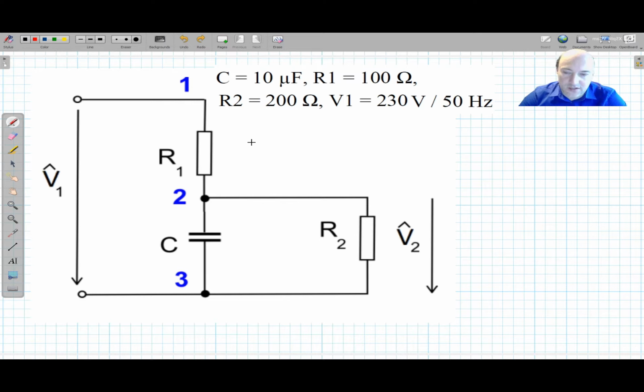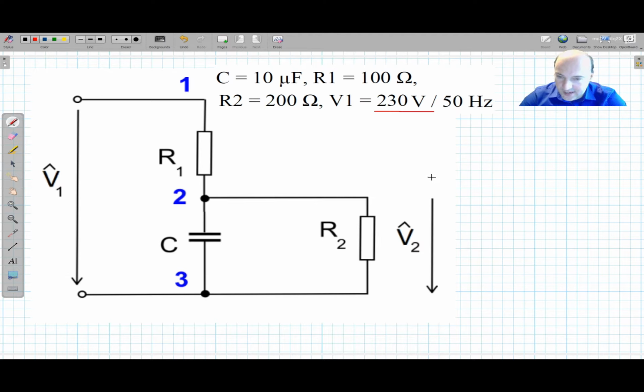We have the component values given: the capacitor is 10 microfarads, R1 is 100 ohms, R2 is 200 ohms, and it's powered with a voltage of 230 volts with a frequency of 50 Hz. Keep in mind that this voltage is the RMS value, so the calculations that we will be doing give us the voltages and currents as RMS values.